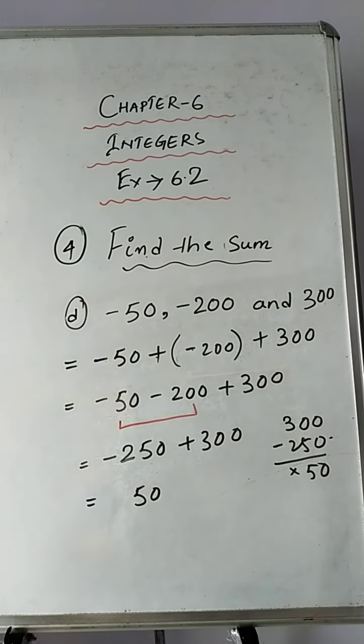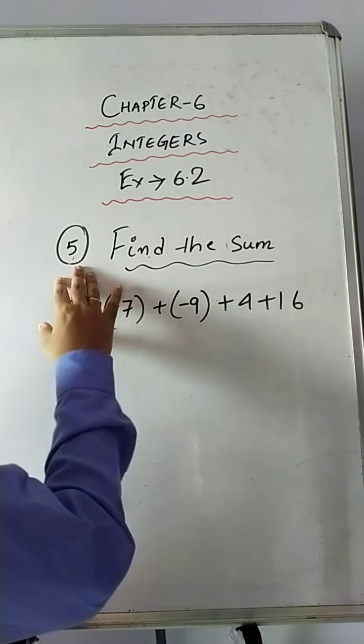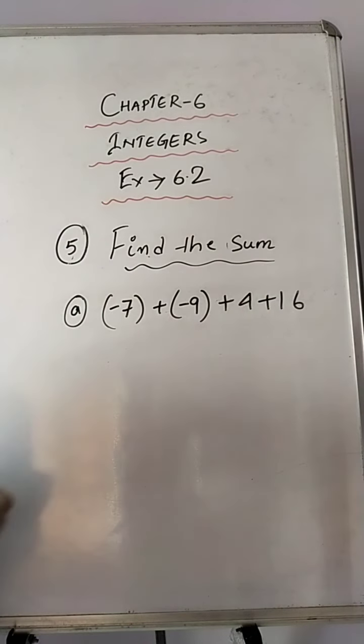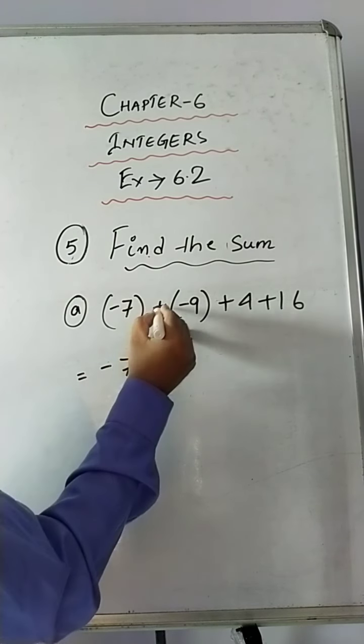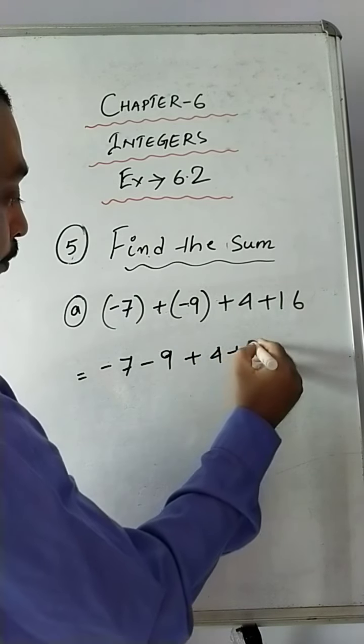Okay, so now let's move on to sum number 5. Yes, now this is question number 5. In question number 5 also we have to find the sum. So these are all the numbers given. The first thing that we'll do, we'll open the bracket first. That is minus 7 plus minus is minus 9 plus 4 plus 16.